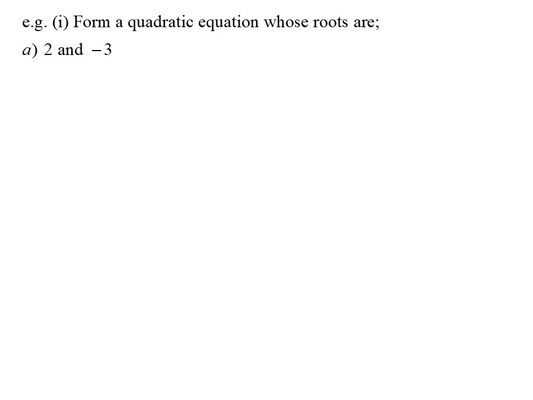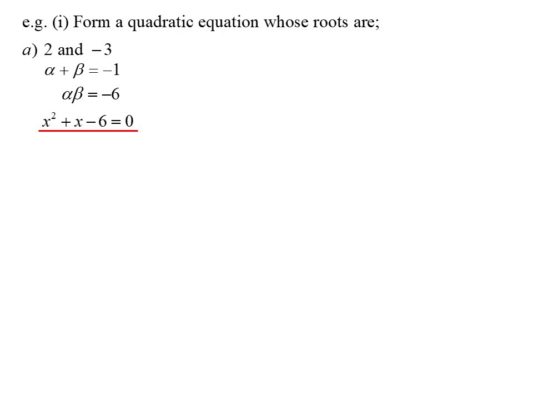Form a quadratic equation whose roots are 2 and minus 3. I don't have to worry about forming the factors and expanding the whole thing out. I can just write the answer down, because in my head I'm saying, well, look, I know the sum of the roots would be minus 1. I know the product of the roots would be minus 6. Therefore, that must be my equation: x squared plus x minus 6 equals 0.